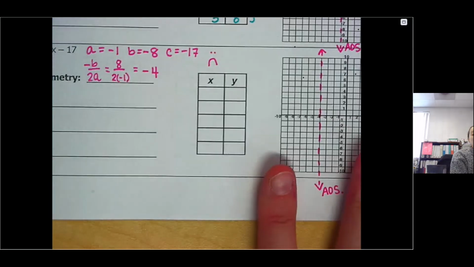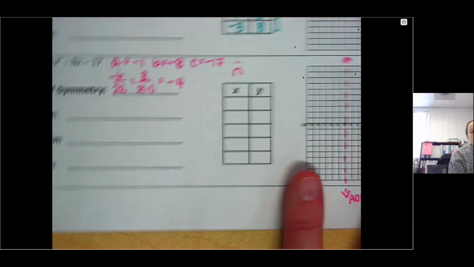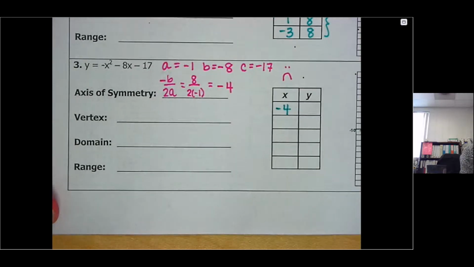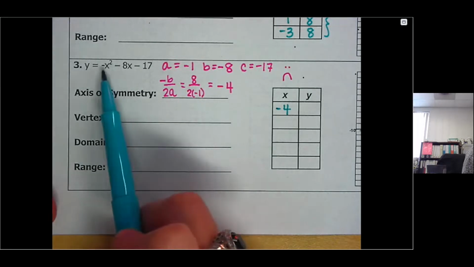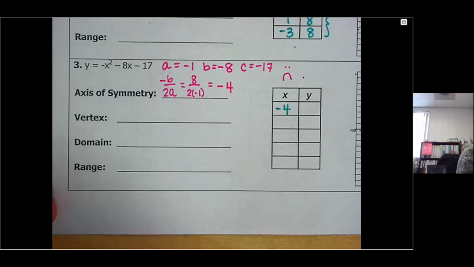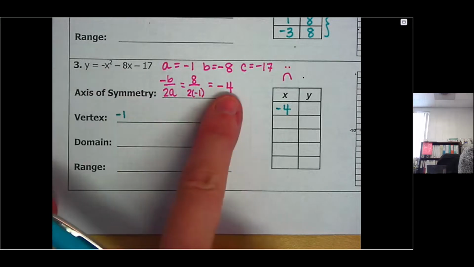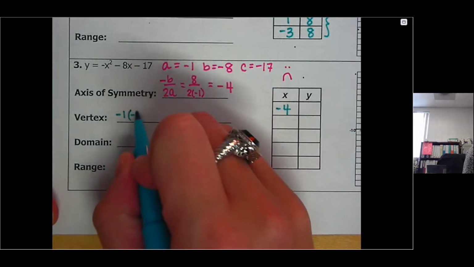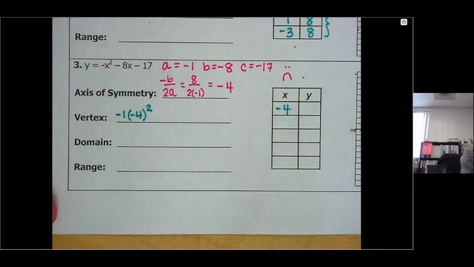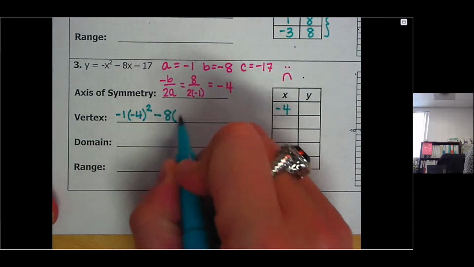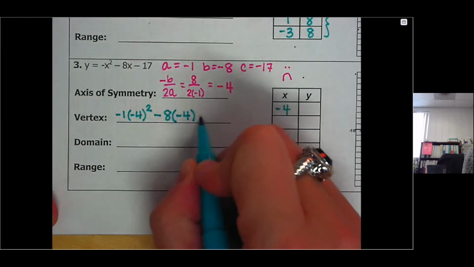Okay, vertex means you're going to have to take that negative 4 and do what with it? Plug it in. So you already know you're going to plug in the negative 4 everywhere you see the x. Now, be really careful because there's a lot of signs that are negative in here. So because this first one's a negative sign, I'm going to put a negative 1 there, so that I don't get myself mixed up. So I'm going to put the negative 1 first, and then I'm going to plug in my negative 4 for my x. Minus 8 times negative 4, and then minus 17.